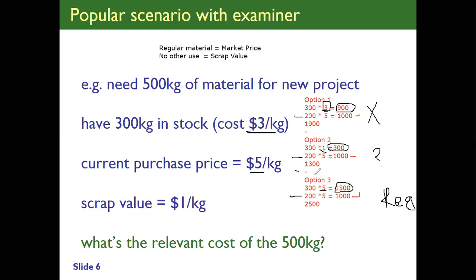So if I use this material regularly, I would take everything at this one. But if it says no other use, that means if I'm not using it in this project, what else can I do? Here the concept of opportunity cost will come in. I could only sell it for $1. Then you take this one, the scrap price. So you only use scrap price if it is not a regular material. If it is a regular material, you take the market price. This is the basic concept of this.